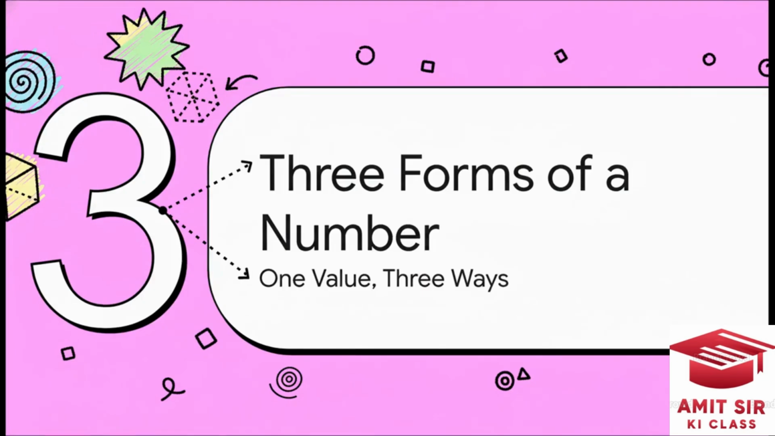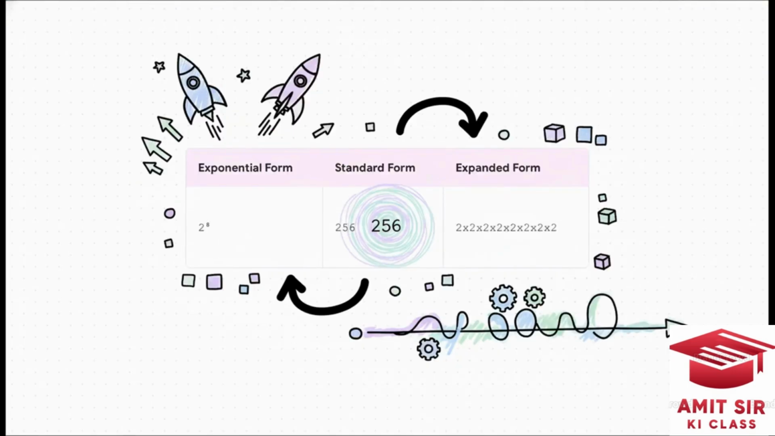Now, here's where it gets really interesting. This exponential form isn't the only way to talk about this number. In fact, there are 3 totally different ways to write the exact same value. And this table just lays it out perfectly. Look, over on the left, that's our exponential form, 2 to the 8th power. Right in the middle, that's the standard form. That's the actual number you get when you do all the math, 256. And then all the way on the right, that's the expanded form. That's the long, messy version we started with. See? 3 different outfits for the exact same number.